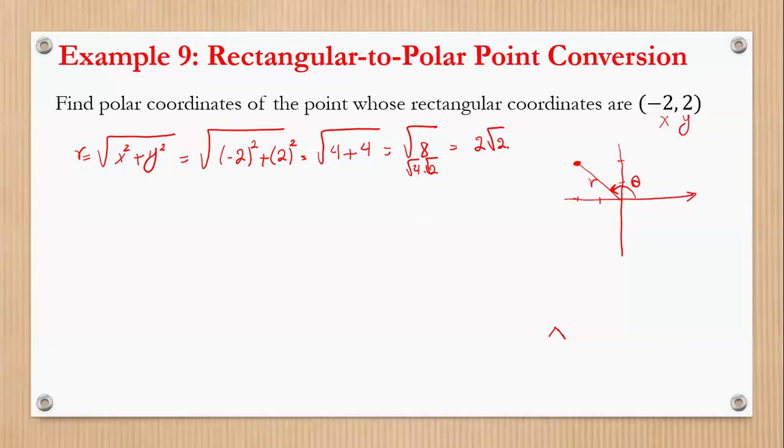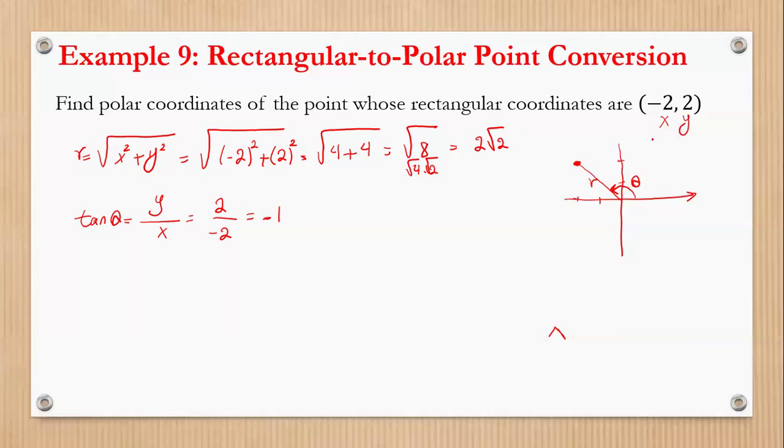Now it's time to find the angle. And I'm going to use the other formula for tangent of theta. That tangent is always y over x, which is 2 over negative 2. And if I simplify 2 by 2, the answer is negative 1. Okay, tangent is negative, so I know that the angle must be in quadrant 2 or 4.